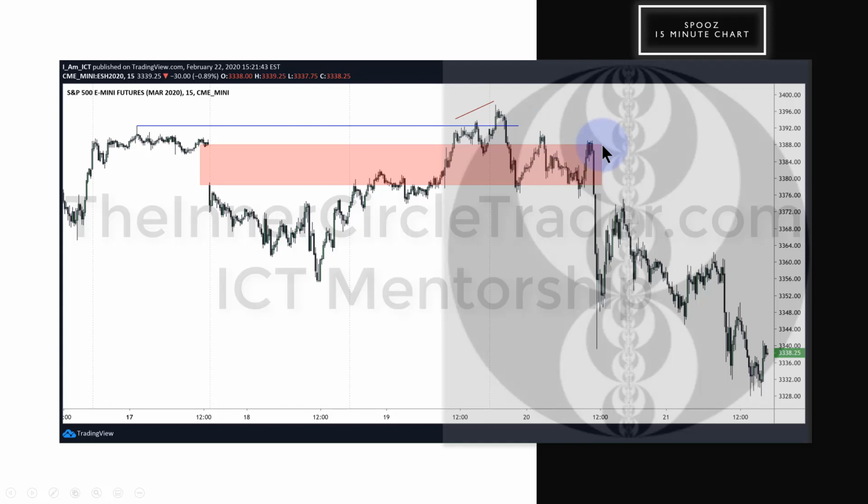Right in here, this movement right there, this to here is optimal trade entry with a fair value gap, with a bearish order block, with a shift in market structure. That's followed by a confirmation of a break in market structure.